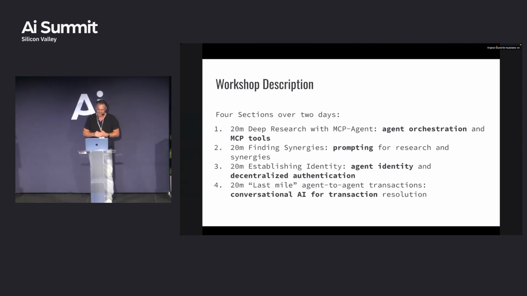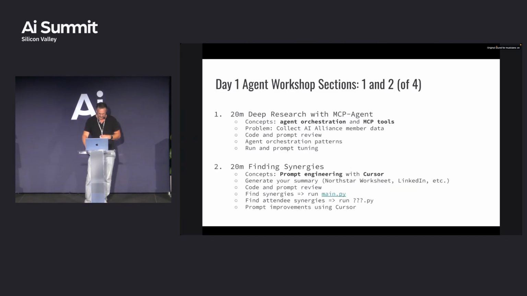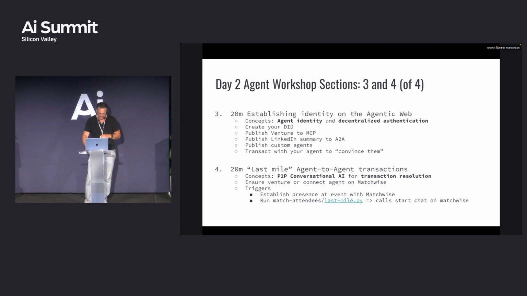But it's the last mile of agent-to-agent transactions: how we can use conversational AI to find resolution for transactions, to determine whether you want to buy the car, or rent a place, or make a purchase, or be hired somewhere. It goes on and on, any transaction. So those are the workshops we're doing. This is a deeper detail. We'll skip past those right now.